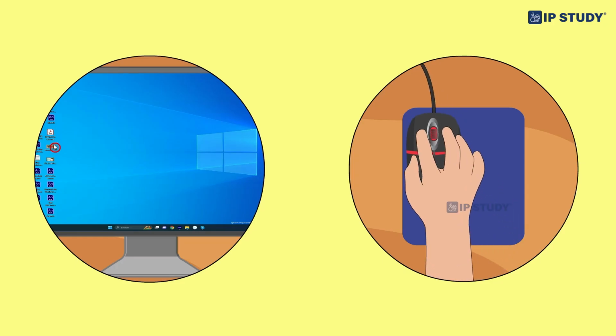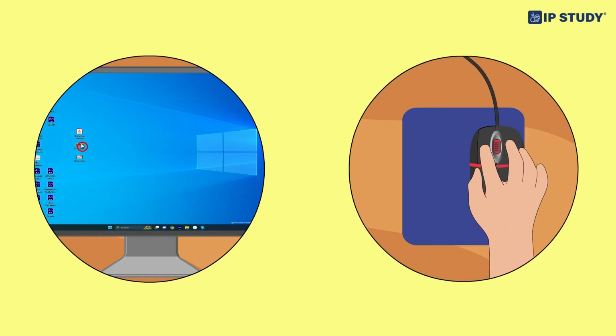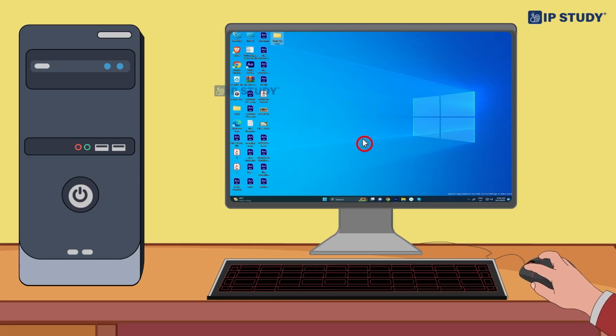A computer mouse is a tool that you can use to move your cursor on the computer screen. It has buttons that you can click and a scroll wheel that you can use to move up and down. When you move the mouse, the cursor on the screen will move too.